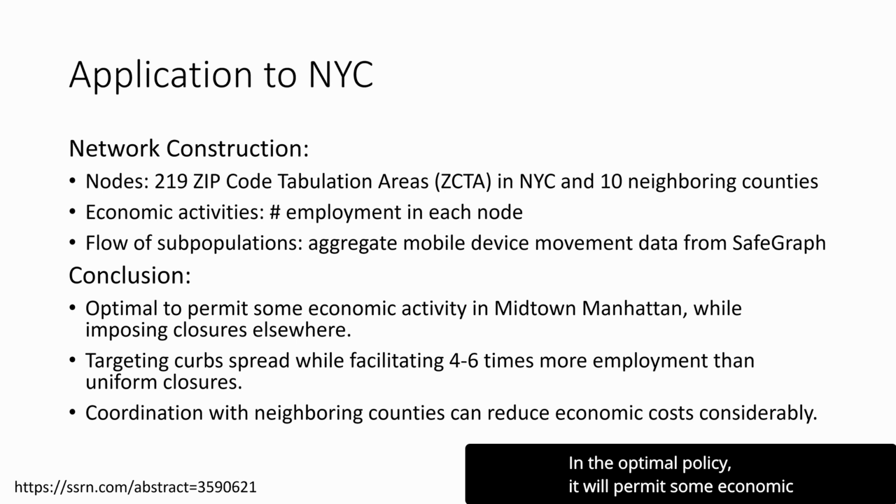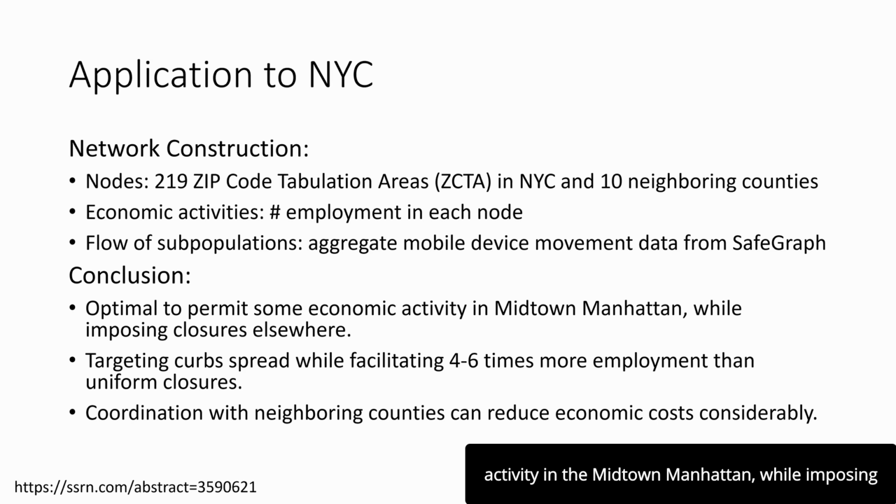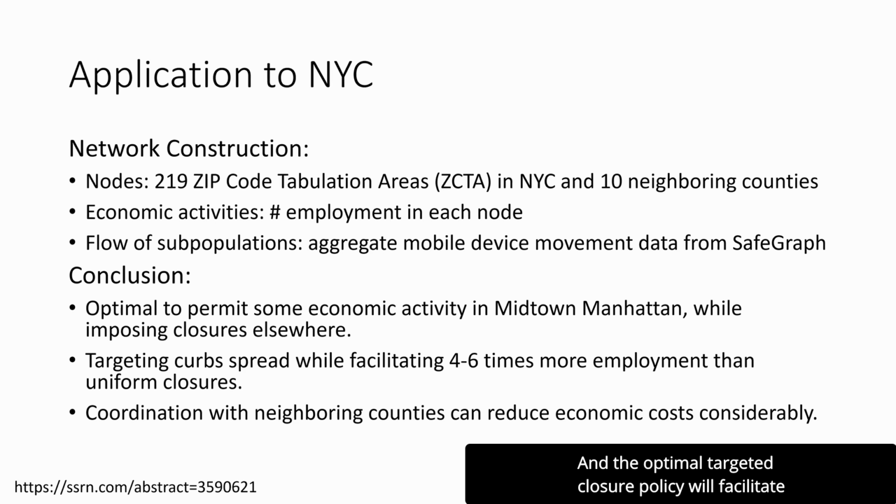Here are some example conclusions we get from this empirical study. The optimal policy will permit some economic activity in Midtown Manhattan while imposing closure elsewhere. The optimal targeted closure policy will facilitate 4 to 6 times more employment than the uniform closure policy. And the coordination between New York City and the neighboring counties will considerably reduce the economic loss within New York City.